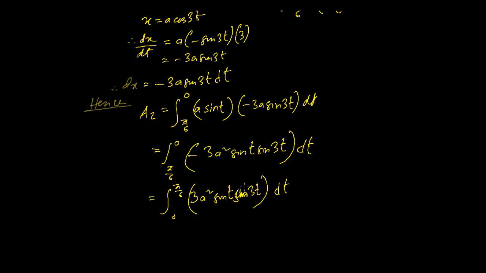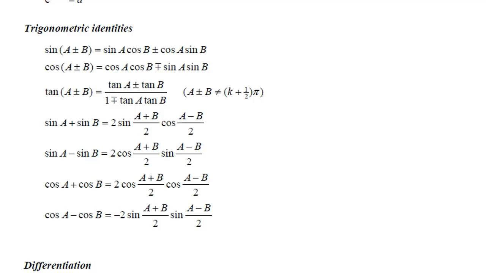Now how to integrate this? You see, this is sin t and this is sin 3t. So sin t sin 3t, there is only one sine, so this must be the case. So sin t sin 3t could be something like this. Now we need an identity to do that. If we can write sin t sin 3t as cos, we can use the fundamental rule of calculus to integrate this.